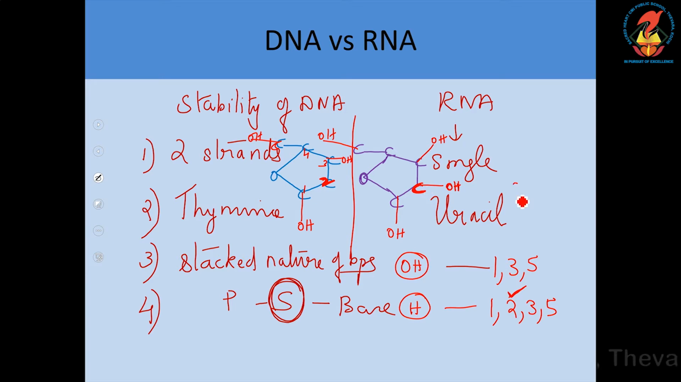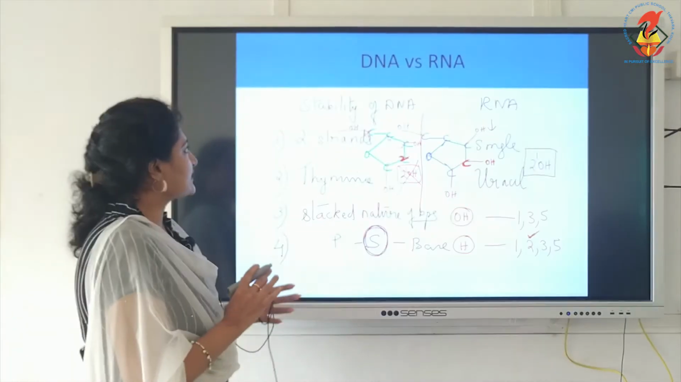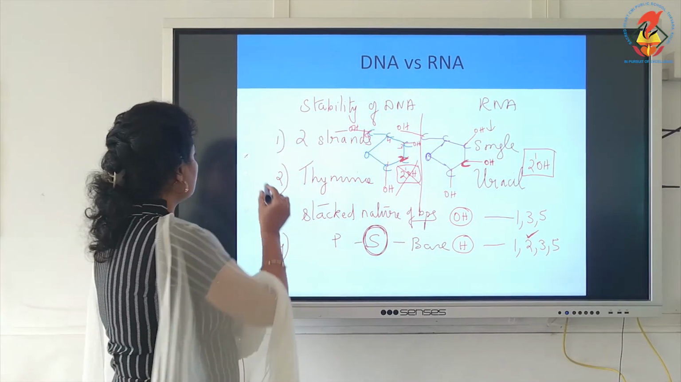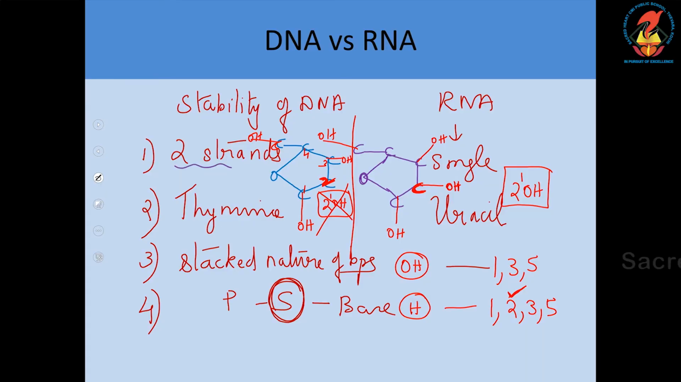So, we say this 2' OH is responsible for making the RNA very reactive, or on this side we can say lacking of the 2' OH. This is not present, therefore it is very stable. So, once again the reasons why DNA is more stable than RNA, the first reason is the 2 strands in the DNA makes it more stable, whereas RNA has a single strand.